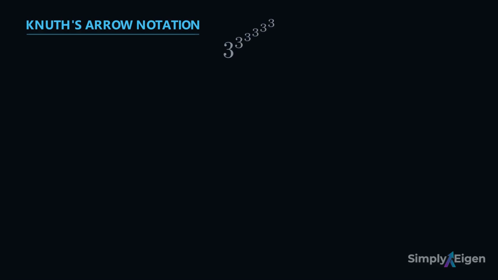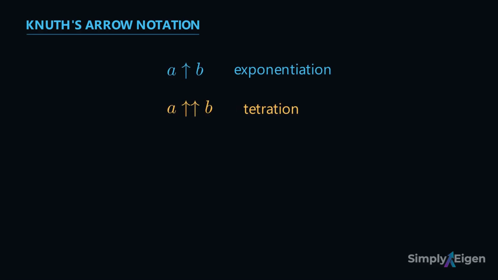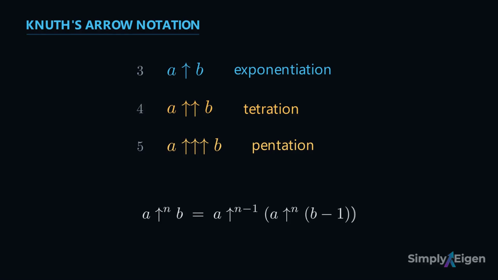Ordinary notation gives up here, so Donald Knuth replaced it. 1 arrow means exponentiation. 2 arrows mean tetration. 3 arrows mean pentation. The number of arrows is the rung on the ladder, and the rule never changes. To work out n arrows, you repeat the operation with 1 arrow fewer.